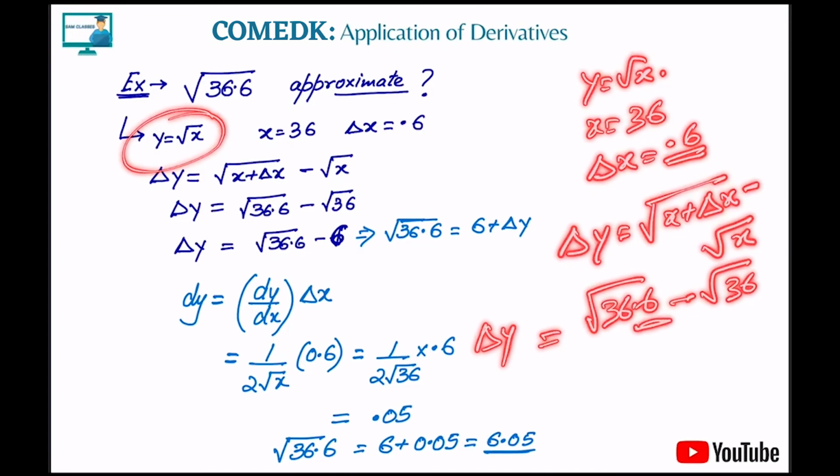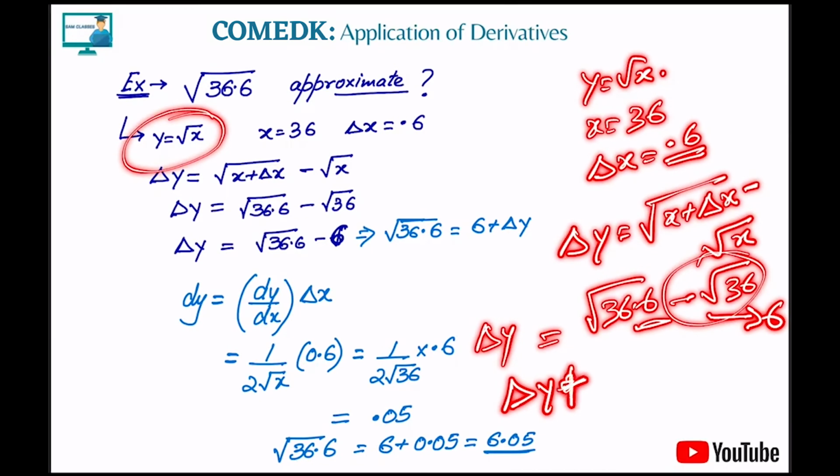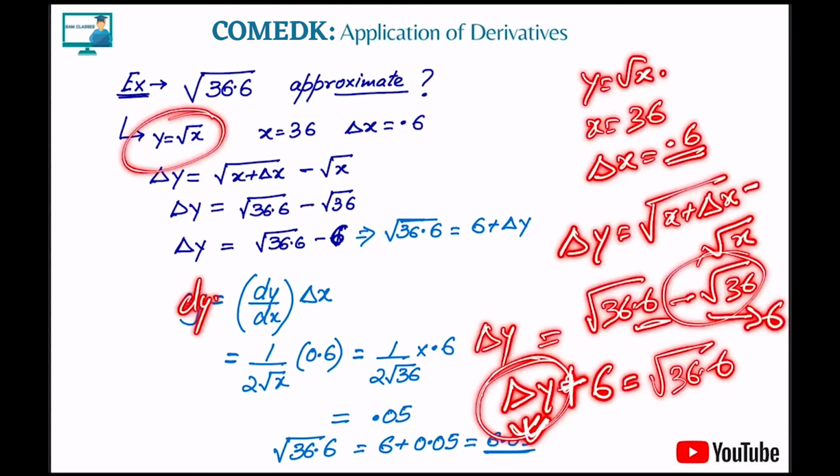So root of 36.6 can be written as root 36, which is 6, plus delta y. If I send that to the other side, root y plus 6 is equal to root of 36.6. Now I need to find delta y. So delta y, or dy, is given by the formula dy by dx of that function, the derivative, into the change.